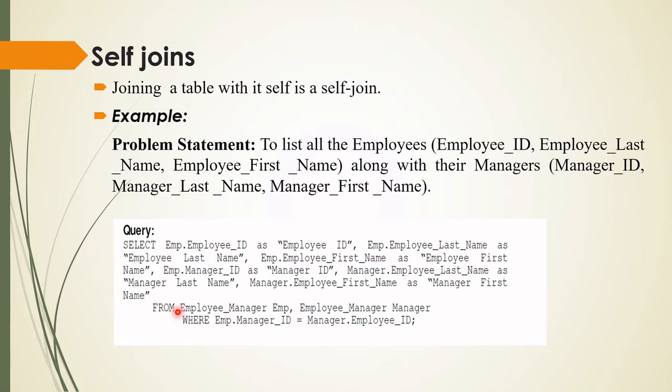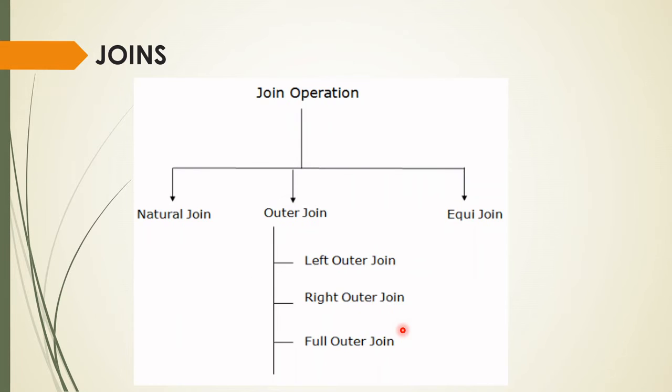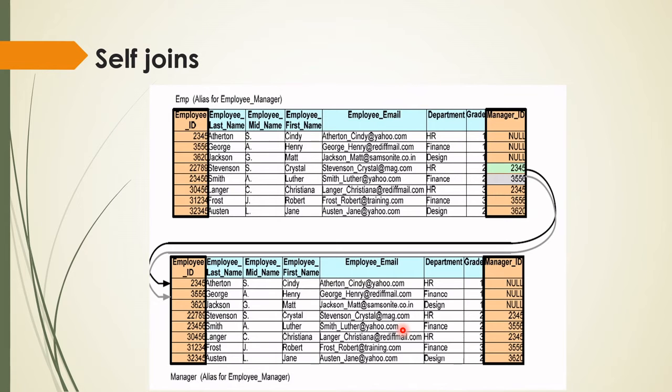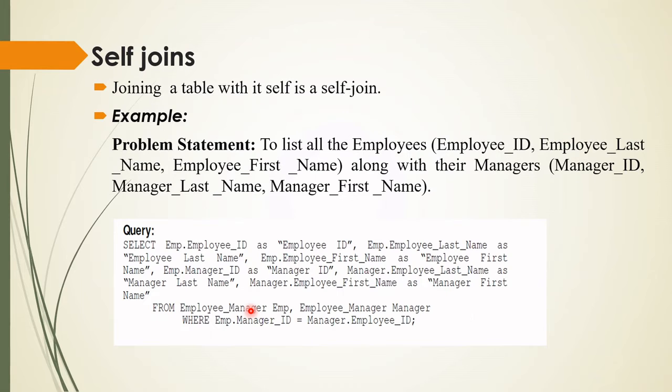So from employee manager EMP, employee manager manager, where employee.manager ID is equal to manager.employee ID. Here from employee we are selecting manager ID, and from manager we are selecting employee ID. So the comparison is between manager ID and employee ID. So we write it like this: where employee.manager ID is equal to manager.employee ID.